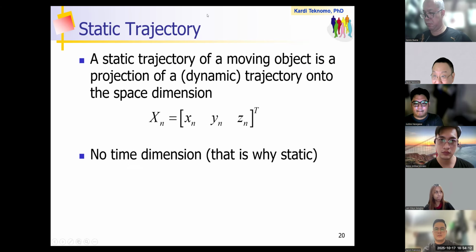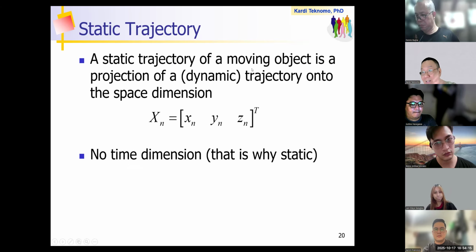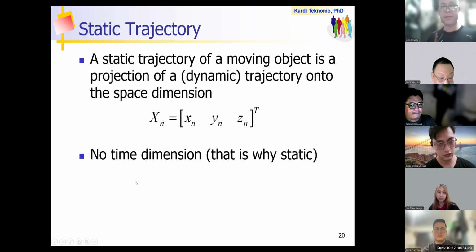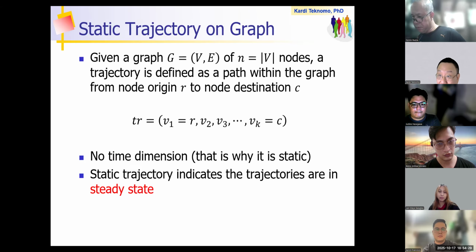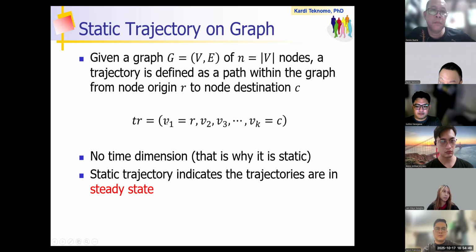So a static trajectory of a moving agent is a projection of the dynamic trajectory onto the space dimension. There is no time dimension, that is why we call it static. A while ago in pedestrian studies, remember, we already had that static trajectory. That's actually the beginning. We have the graph with nodes and links, and then we can create a trajectory. Can you see this notation? We have the trajectory, meaning you have the first node until the last node.